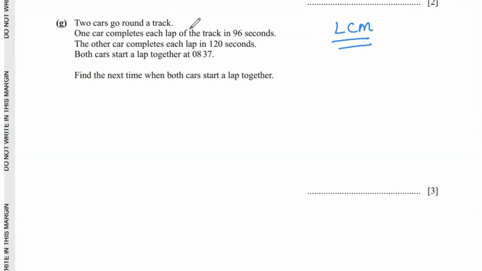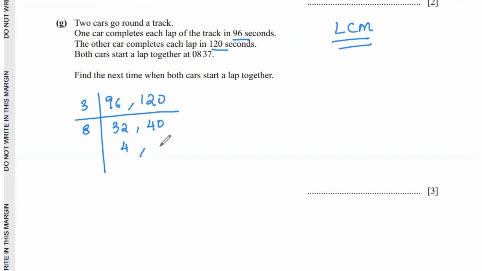So what we do is that we find the lowest common multiple of 96 and 120. So 96 and 120 both are divisible by 3, giving 32 and 40. 32 and 40 both are divisible by 8. So that's 4 and that's 5. 4 and 5 don't come in the same times table, so they get divided separately. So our LCM is going to be 3 times 8 times 4 times 5, which gives us 480.